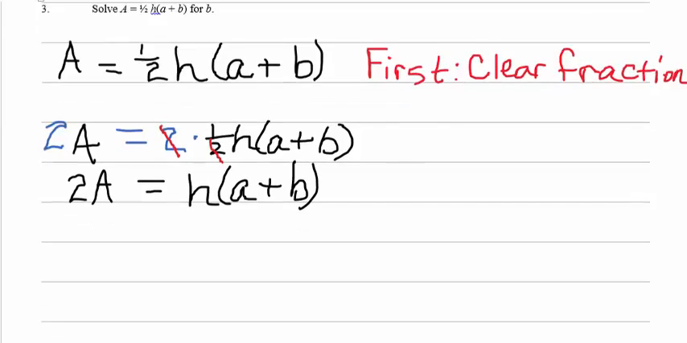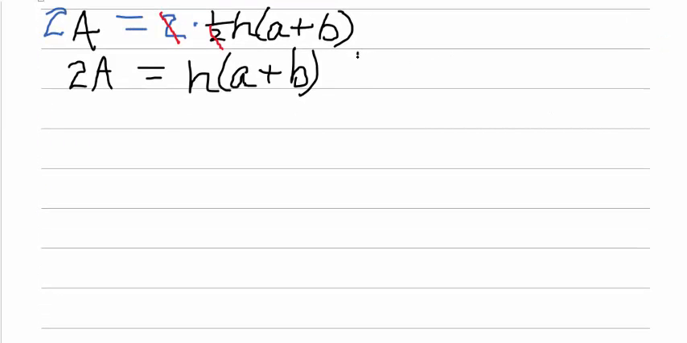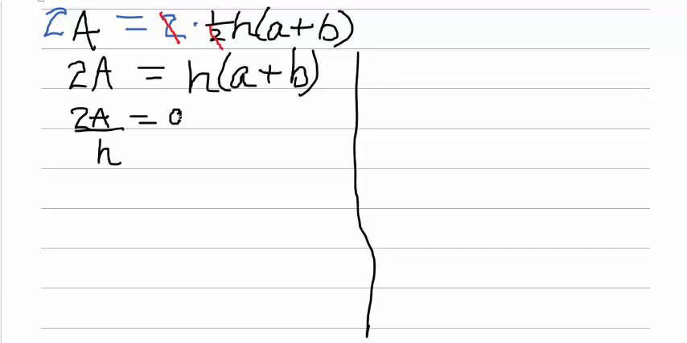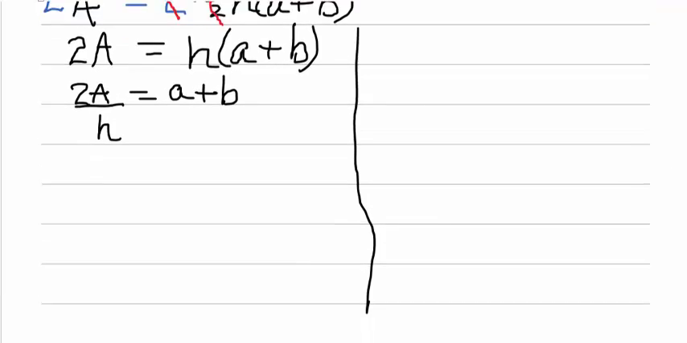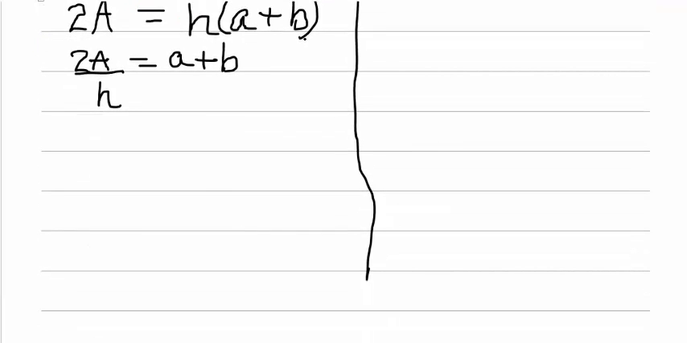Now you have a couple things you can do at this point. So we'll show the two routes. You can divide both sides by h if you want to. And you're left with 2A over h equals a plus b. And now, since we're solving for b, we're simply going to subtract lowercase a from both sides of the equation. So we have 2 capital A over h minus lowercase a equals b.